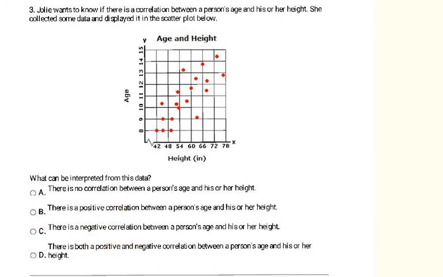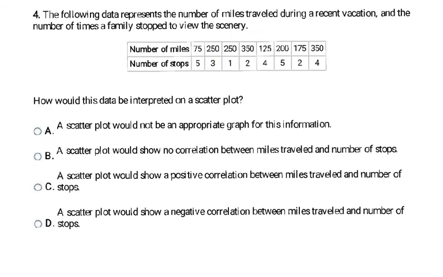Well, once again, this is never going to be an answer. And so I look at these dots. Are they generally decreasing, increasing, or neither? Well, in general, they're going up. They're increasing. So that's going to be positive correlation because as height increases, age also increases. So since they're both going up, that's positive correlation.